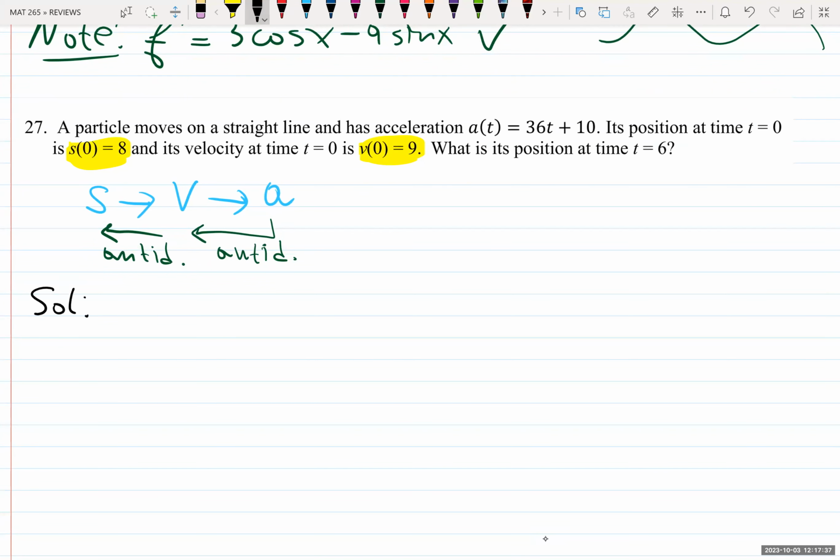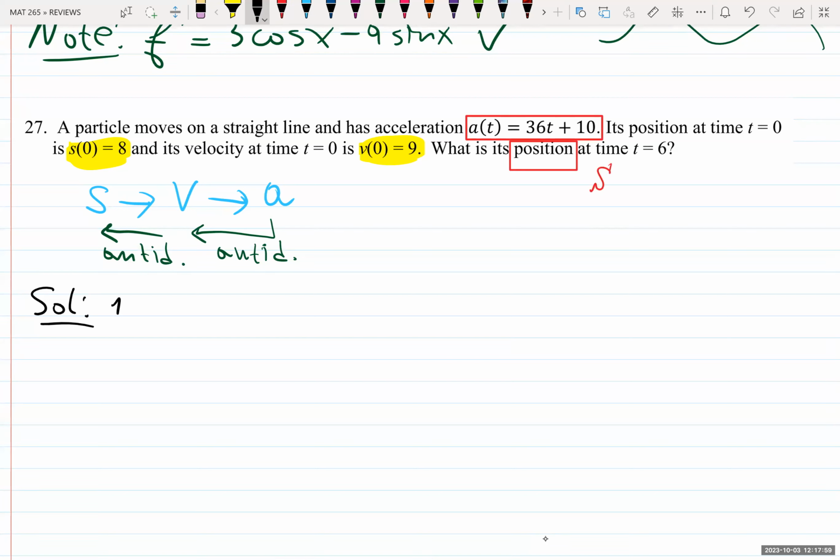Solution. I didn't even read the question, because they're very standard. I just need to know what they gave me, A or V, because from that it depends how many antiderivatives I need to find. They gave me A, and they're asking for position, S. Well, that means we need to find the antiderivative twice.